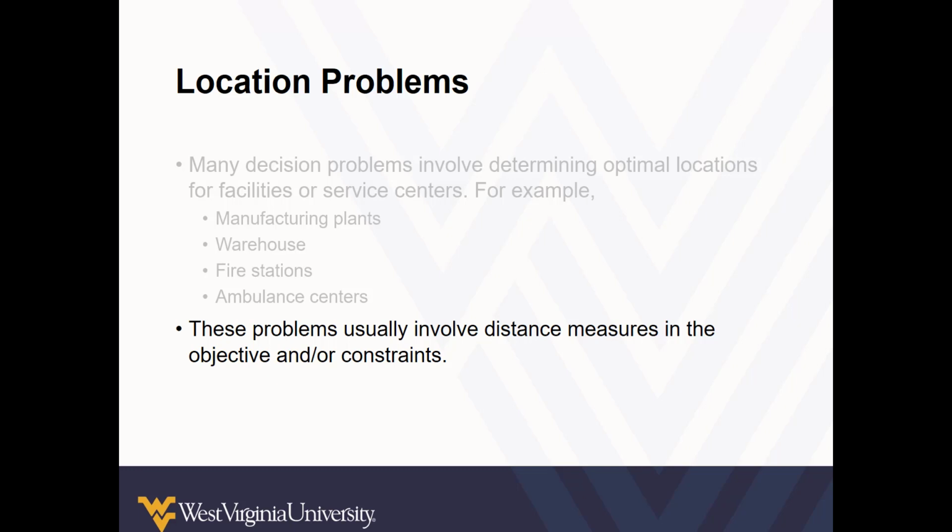For example, we might want to minimize the distance between two or more points, or it might occur in a constraint. For example, we might want to ensure that some minimum distance exists between two or more locations. Problems involving this type of distance measure are nonlinear.